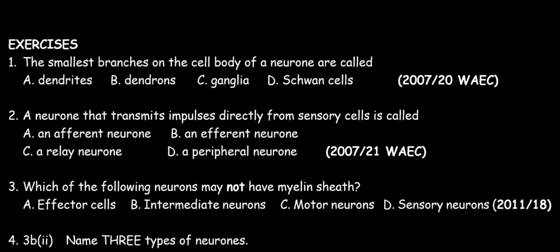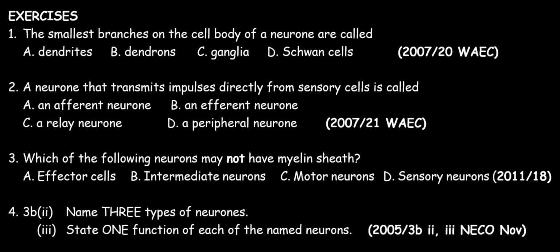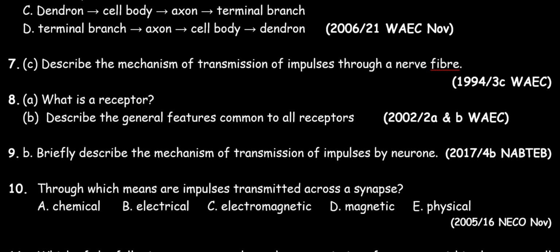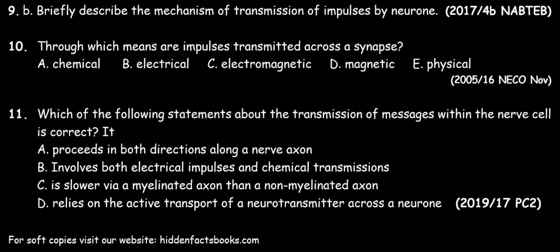So this brings us to the end of our examples. Now we are going to be taking some exercises. These exercises were taken from our book, Hidden Facts in Biology, and the answers have also been provided in the book. You can get either the soft copy or the hard copy to check if your answers are correct after you have tried them.